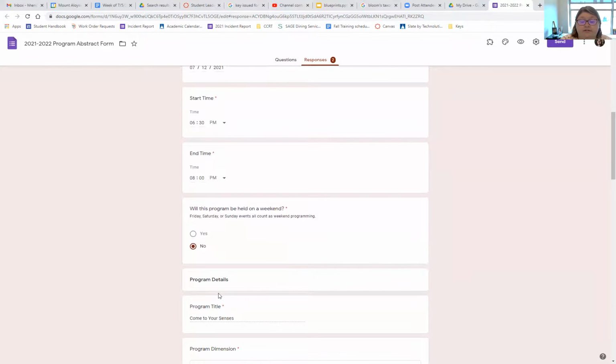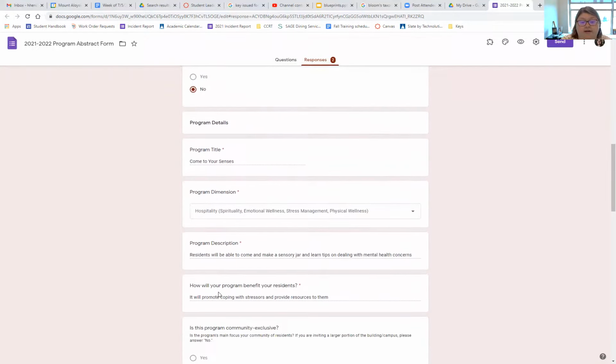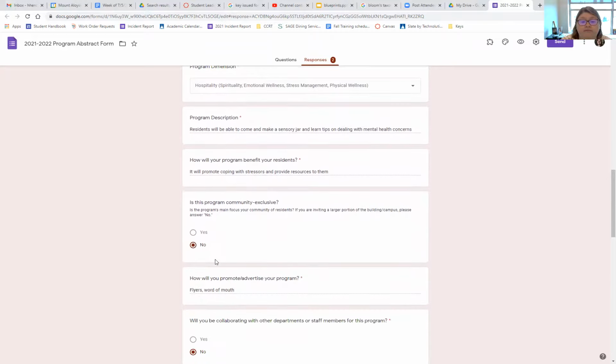The next issue that you may see would be involved in the program description. It's not very clear what my program exactly is or why it would be beneficial to the residents, which may prompt a professional staff member or your supervisor to have a conversation with you of, tell me more about this program. I'm not understanding your intention behind it. I'm not understanding how it will be beneficial. So let's have a conversation on that.